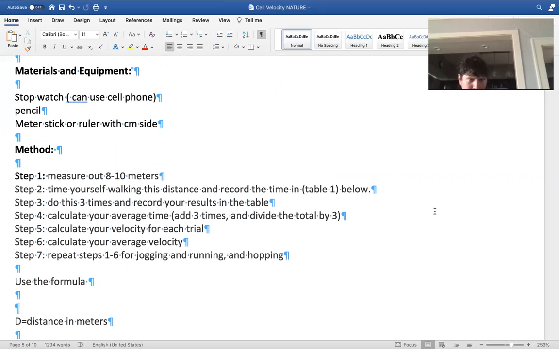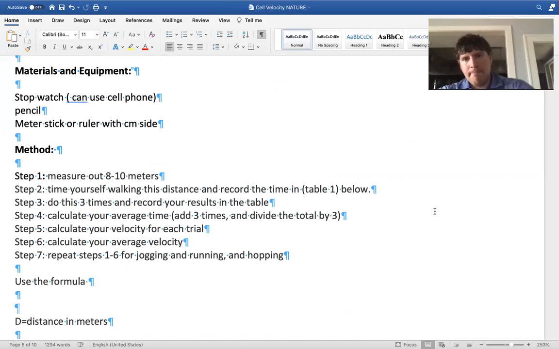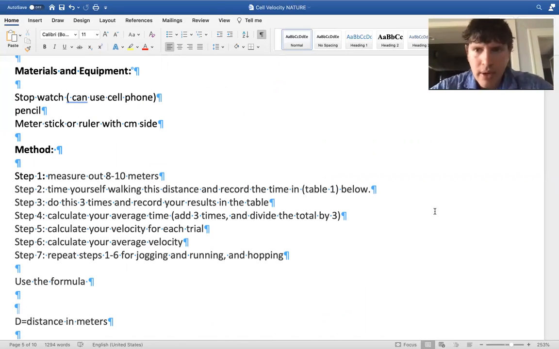Well, you're going to be measuring out about 8 to 10 meters. So again, you probably do this outside somewhere. Okay, and again, you'll have to figure that out depending on if you have a meter stick or not. You'll have to do the calculation there to figure that out.